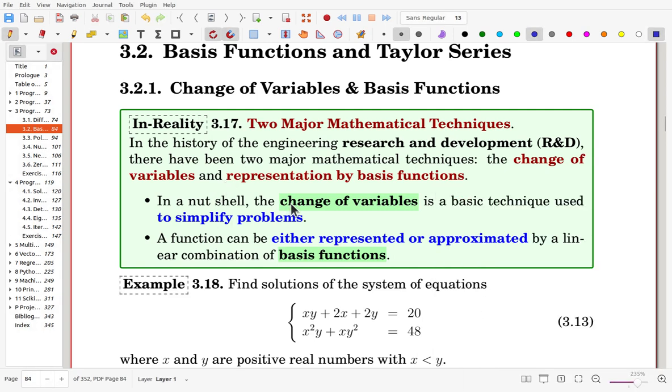The change of variables is a basic technique used to simplify problems, and a function can be either represented or approximated by a linear combination of basis functions. That's the reason the basis function method has been so popular in engineering R&D.